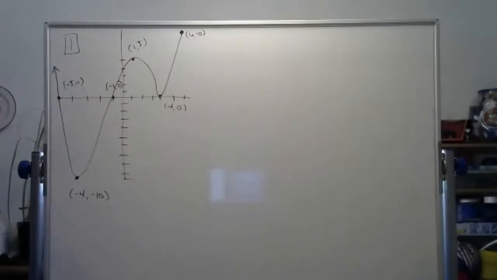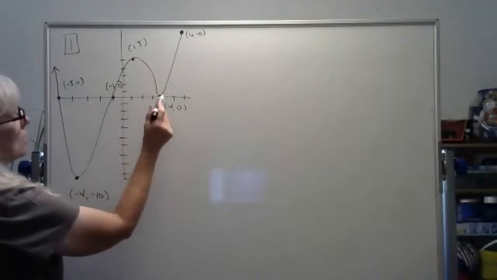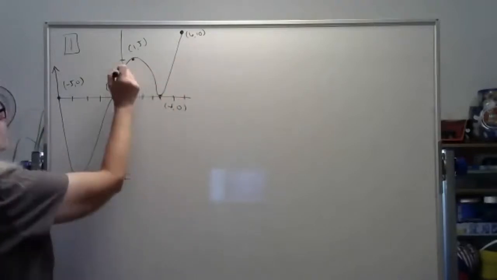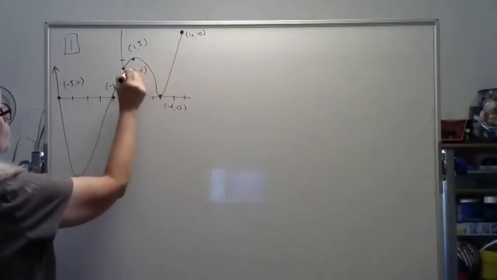Okay. So if you didn't print it, I'll give you a minute. Our leftmost point is -5, 0. You've got a bottom down here at -4, -10. You've got another point at -1, 0. Another point at 1, 5. A point at 4, 0, and 6, 10. And let's go ahead and call this point where we're crossing the y-axis 0, 4.